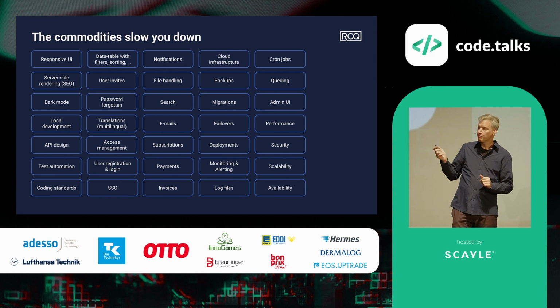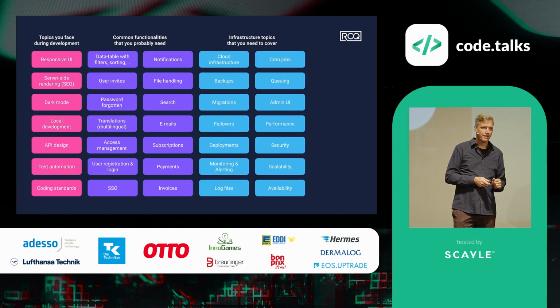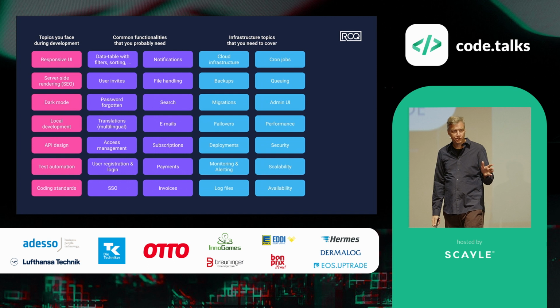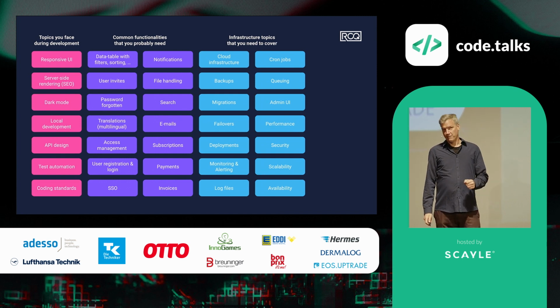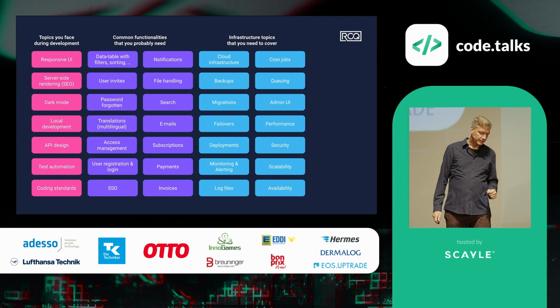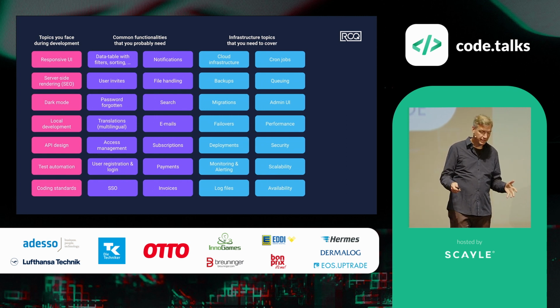And it's a lot of boxes here. That's why I colorized them. On the left side, you see the topics you need to face during development. You need a local development environment, so it runs on your colleagues' MacBooks, Windows, Linux, whatever. You need to think about how to design your API, build a responsive UI, server-side rendering, a dark mode, etc.